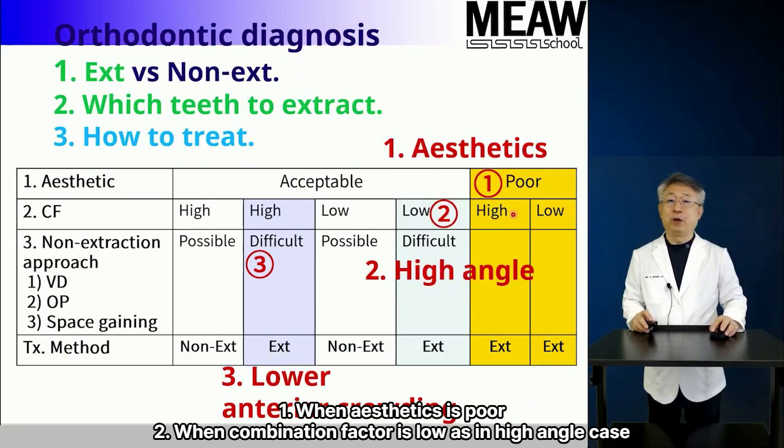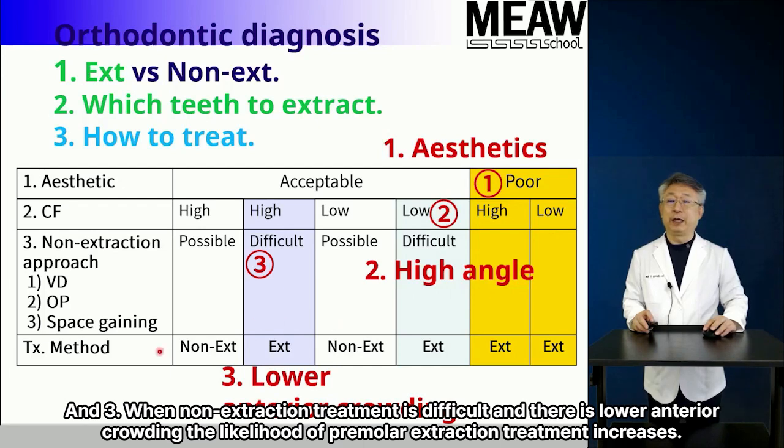Let's review today's lecture. 1. When aesthetics is poor. 2. When combination factor is low as in high angle case. And 3. When non-extraction treatment is difficult, and there is lower anterior crowding, the likelihood of premolar extraction treatment increases.